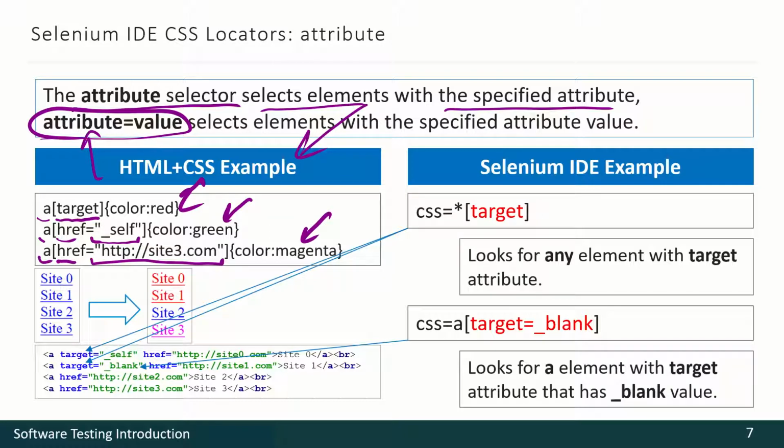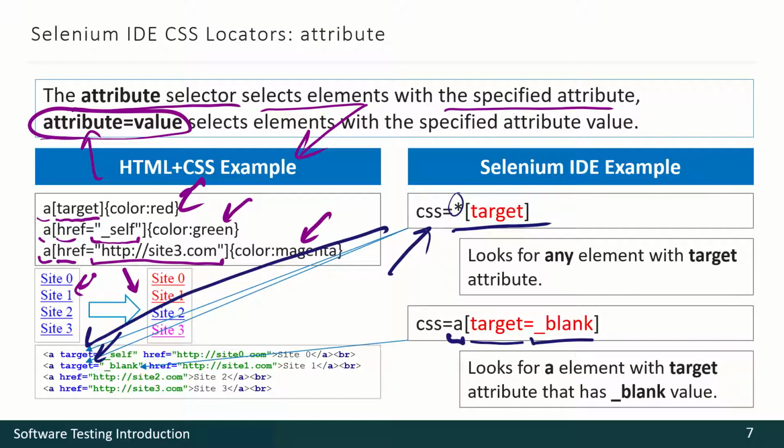It's before, it's after. And with Selenium IDE we may look for any element having a target attribute. So here they are. Or we may look for a link having a target attribute with _blank value. And here it is.